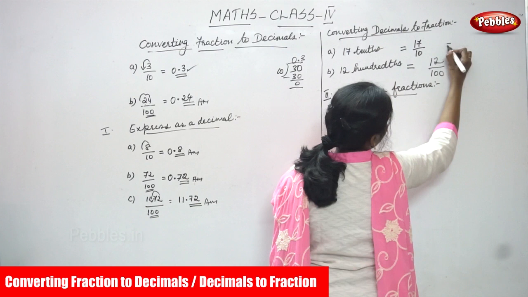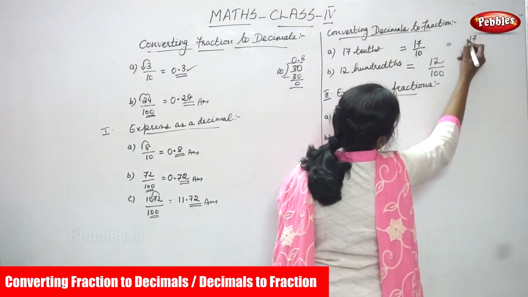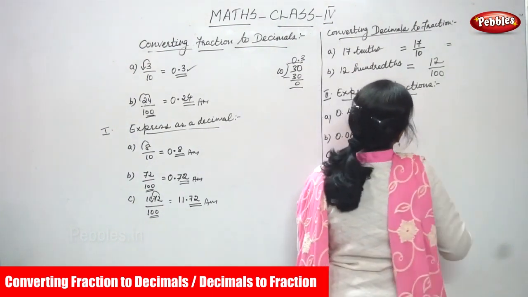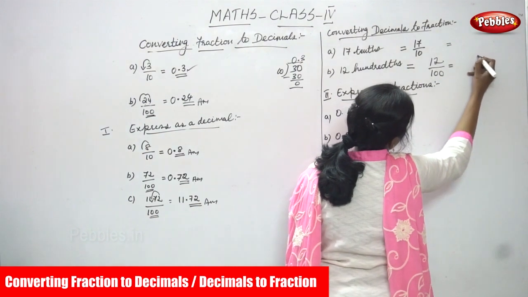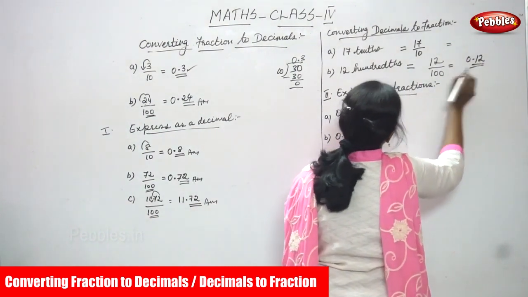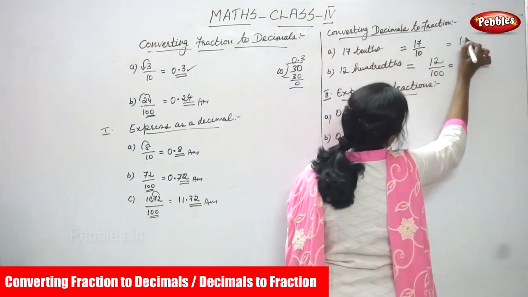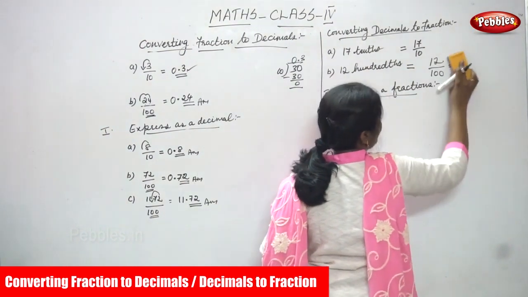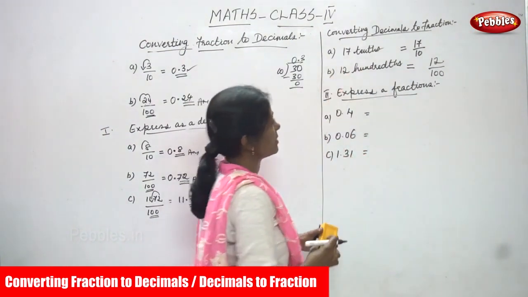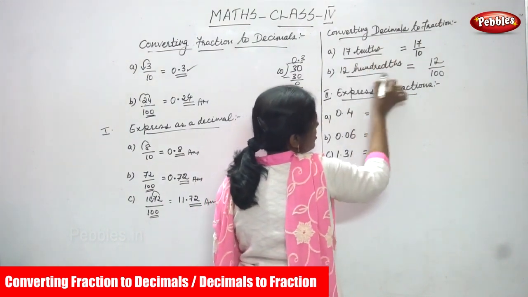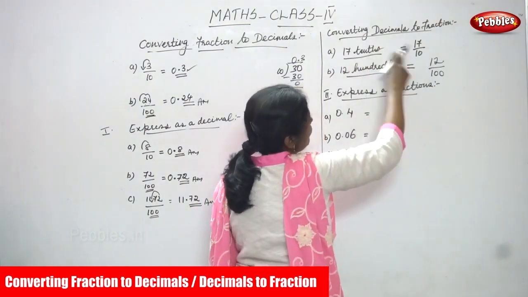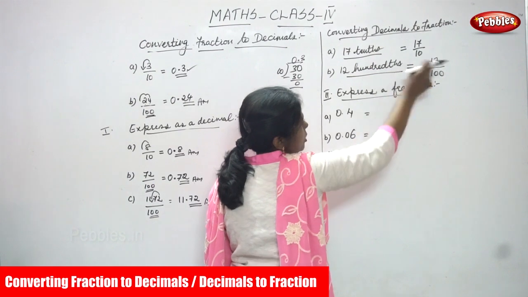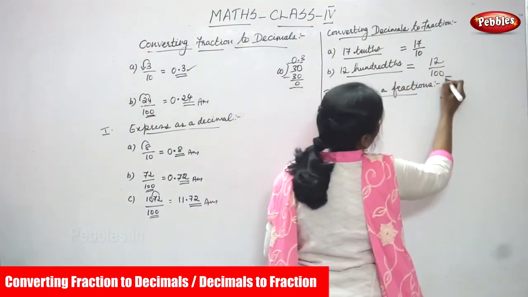The decimal form for 17 tenths means the answer is 1.7. This is the right answer for the decimal form. But we don't want decimal form. We need only the fraction form. So 17 tenths is a written form of decimal. 12 hundredths is also a written form of decimal. So we have to convert this decimal form into fractions. So 17 by 10 is the right answer. 12 hundredths, 12 by 100 is the right answer for this question.